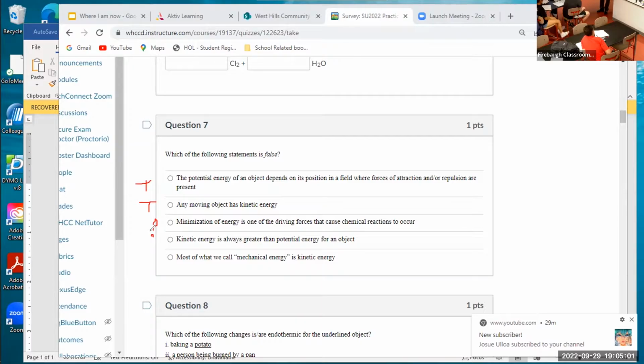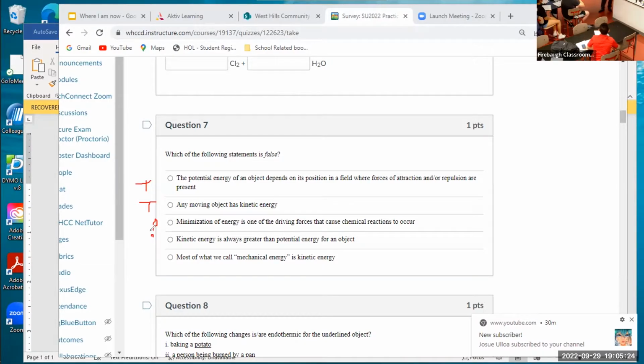But the potential energy can still be greater if you have it in a position. Let's say, for instance, we're on a hill, and we're trying to push this car up the hill. Initially, it's going to be low potential energy. The more we push it up, the more potential energy it has. So it's going to be increasing as we push it up.